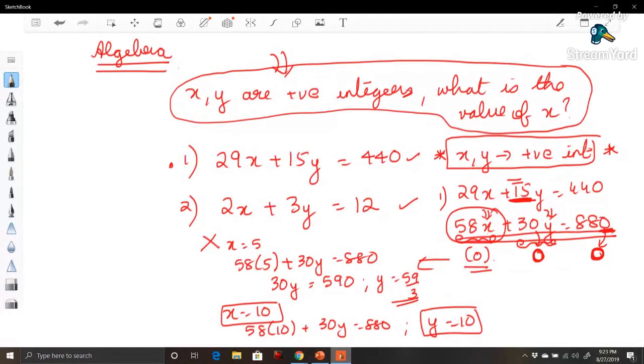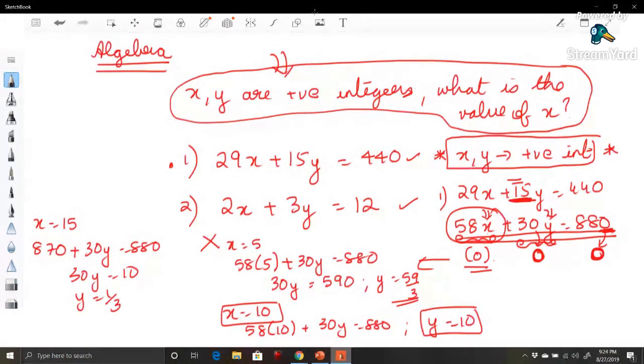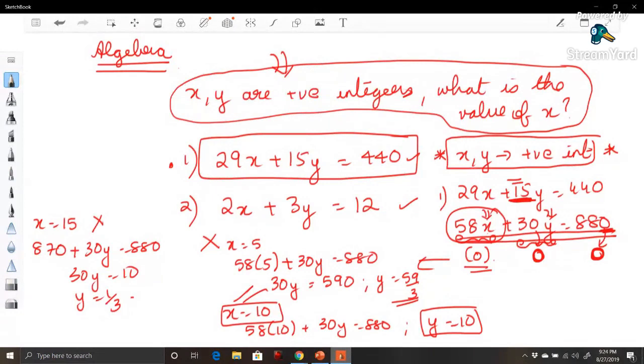So the next value I'm going to plug in for x is equal to 15. Because 58 into 15 also gives me something ending with 0. But 58 into 15, 15 8s are 120. 15 5s are 75 plus 12 is 870, right? Plus 30y is 880. You see what happens? 30y is 10. So y is 1 by 3. It definitely doesn't satisfy the constraints. And I'll realize that if I put any other value beyond 15 now, the value of y will start becoming negative. So I know there's only one possible solution for this entire equation given the constraints that x and y are positive integers: x is equal to 10 and y is equal to 10.